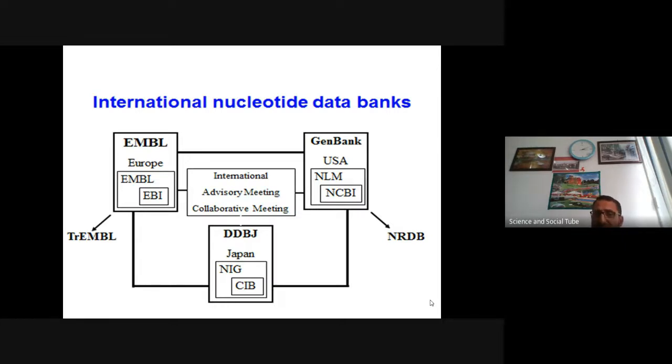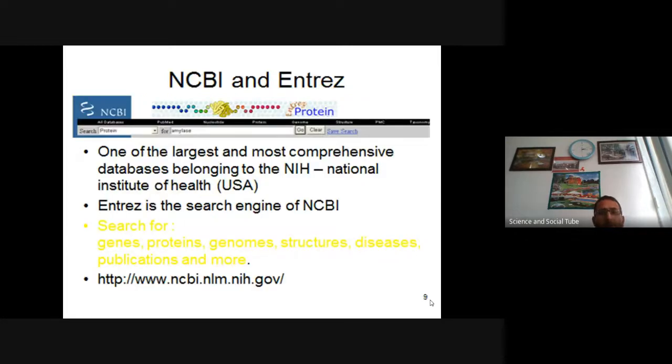They have interconnected them. There was a project going on, and they have done the big job so that we do not have to go separately to the Japan database or the European database or the NCBI to find the data. It is interlinked with each other, so you can access these databases by searching on only one primary database. So this is the NCBI.